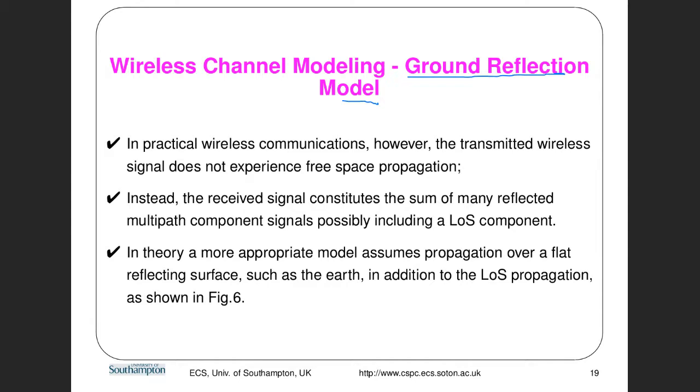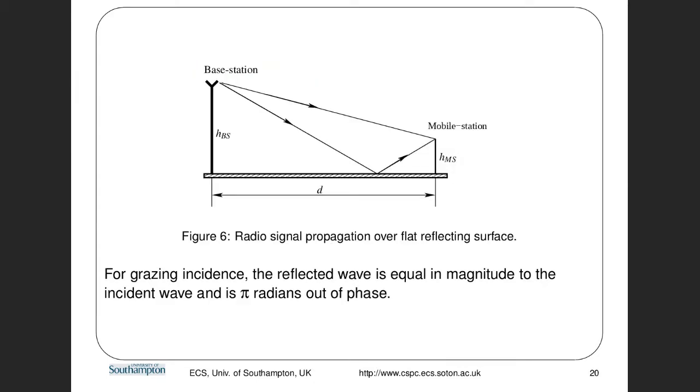So ground reflection model is a second path loss model. We can directly look at this figure. This is a good example that if you can draw this figure on a piece of paper by yourself, you will be able to explain the definition of this ground reflection path loss model. It will help you to understand it as well.